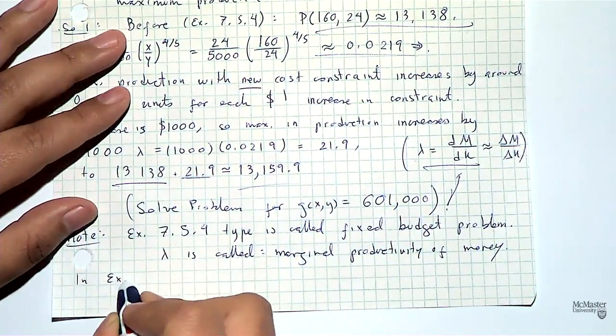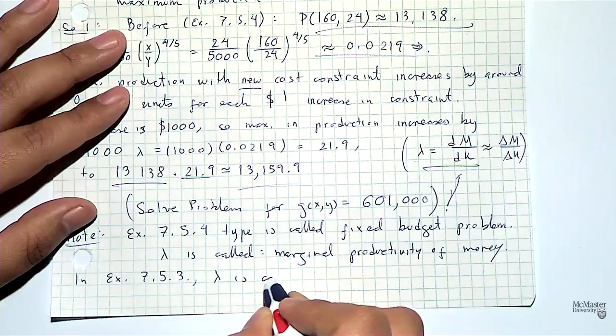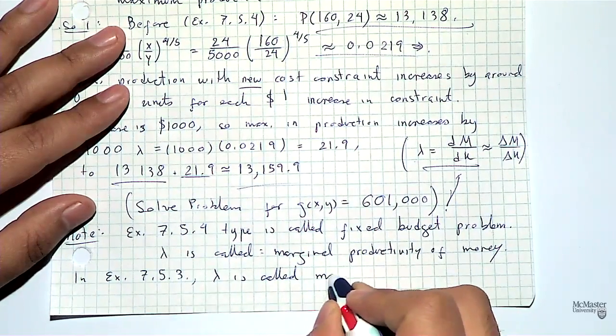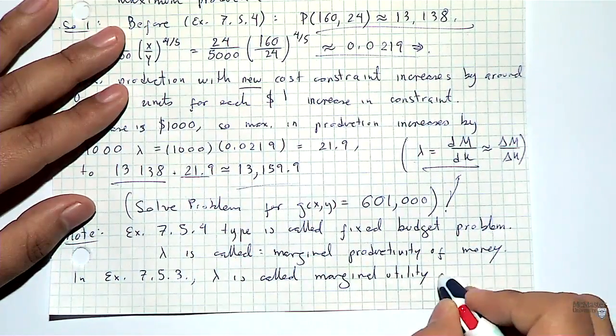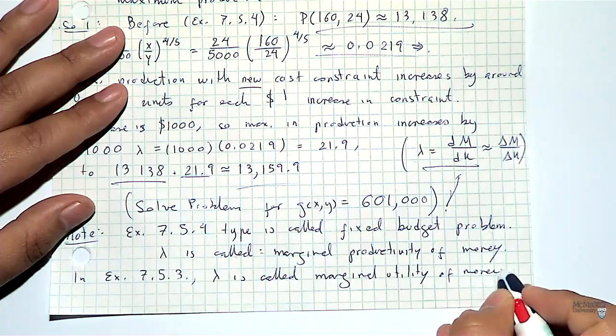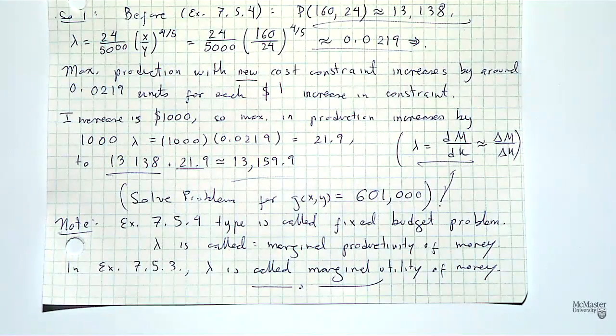In the previous example, 7.5.3, lambda is sometimes called the marginal utility of money. Okay, so that's just a mental note for you.